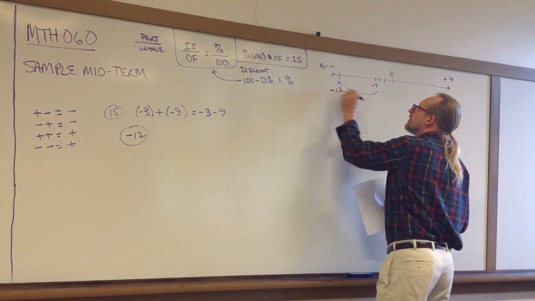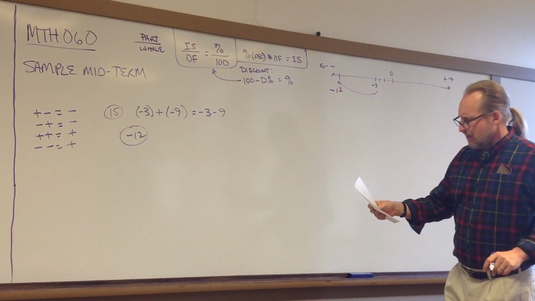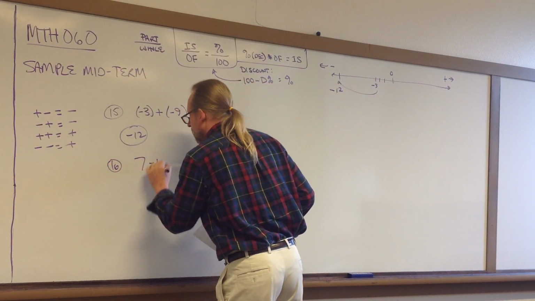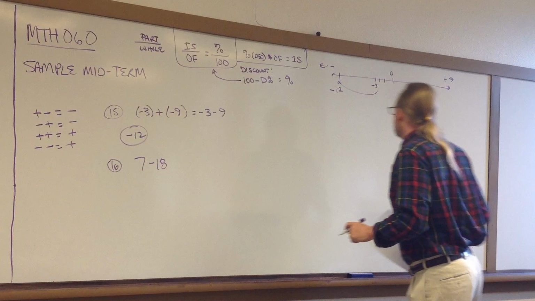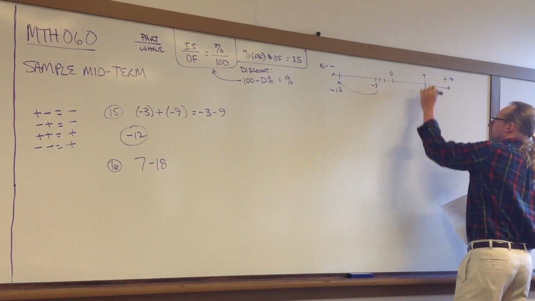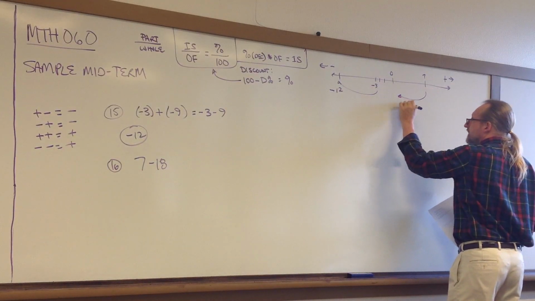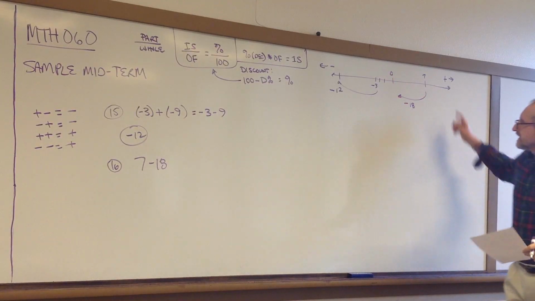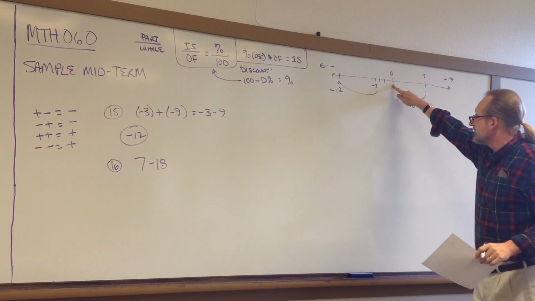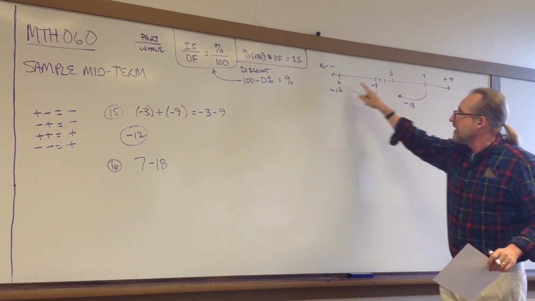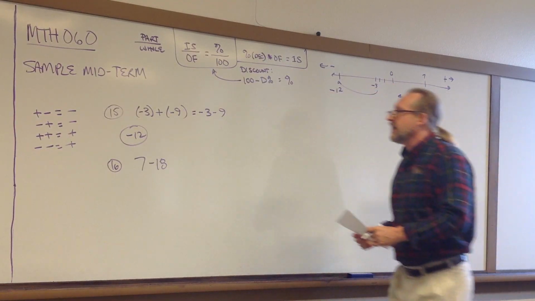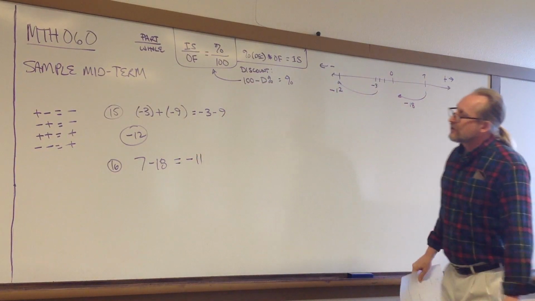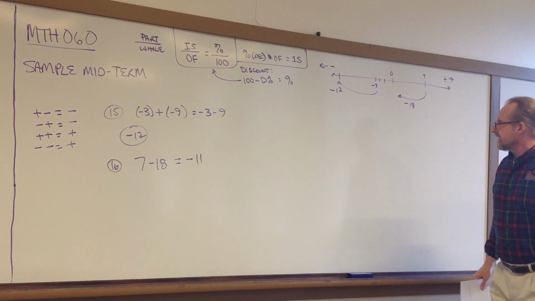Put that down here. There we go. All right, problem 16. 7 minus 18. So here you are out at +7. The -18 is going to take you 18 places in this direction. Takes you 7 places to get back to 0. And then you've got to go another 11 places after that to make 18 total. And so there you are. That'll put you out at negative 11.